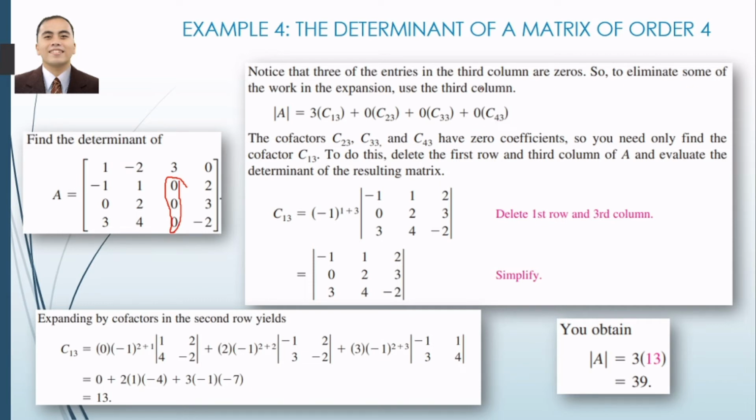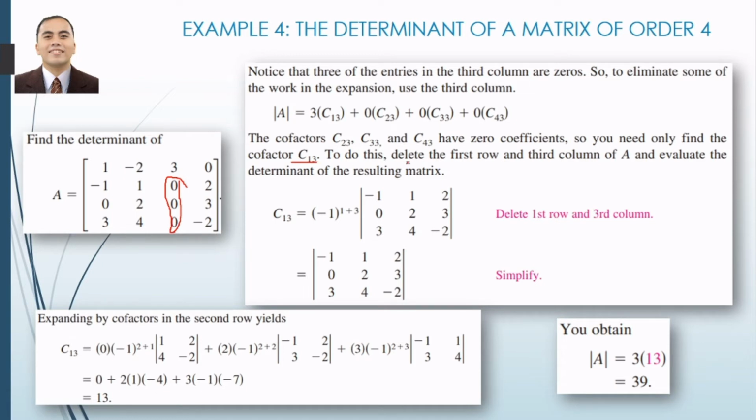So to eliminate some of the work in the expansion, use the third column. So we could have 3 times C sub 1 3 plus 0 times C sub 2 3 plus 0 times C sub 3 3 plus 0 times C sub 4 3. So the cofactors of C sub 2 3, C sub 3 3, and C sub 4 3 have zero coefficients. So you need only to find the cofactor of C sub 1 3.